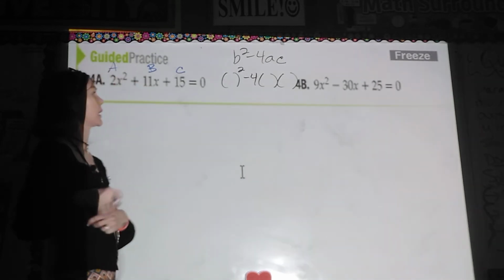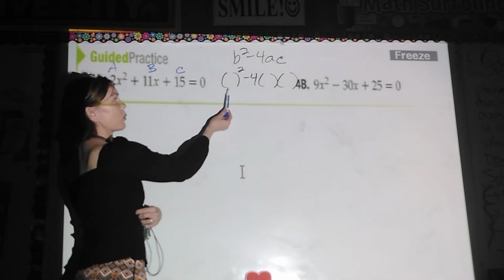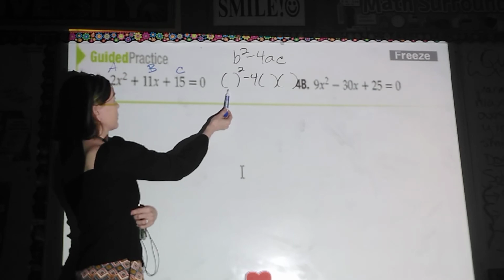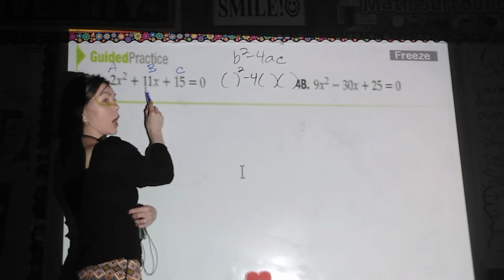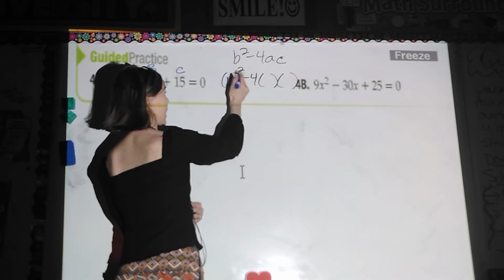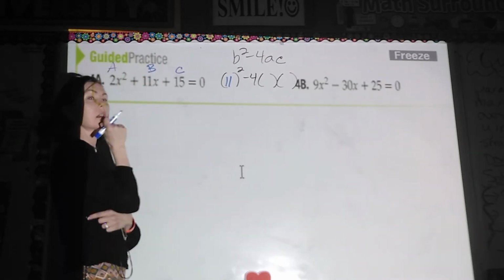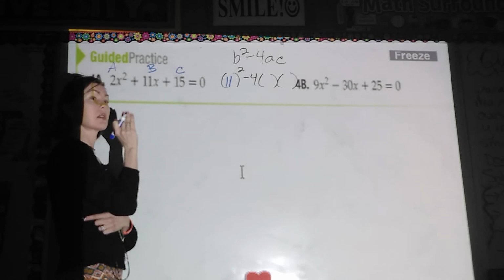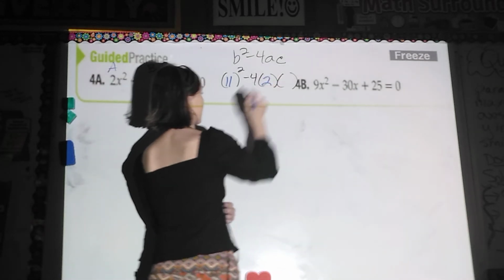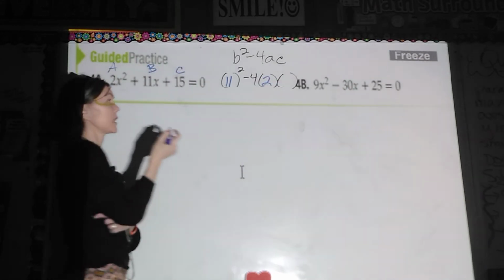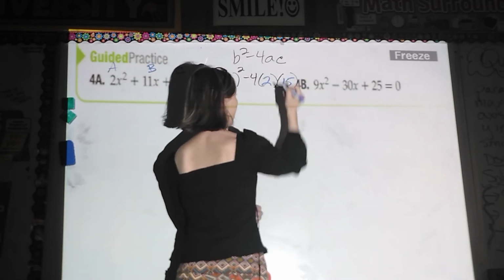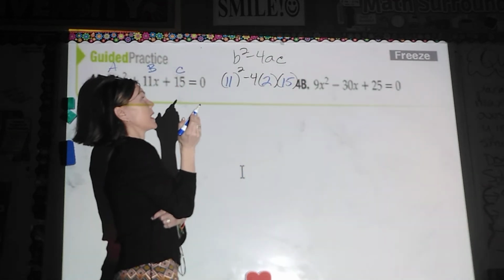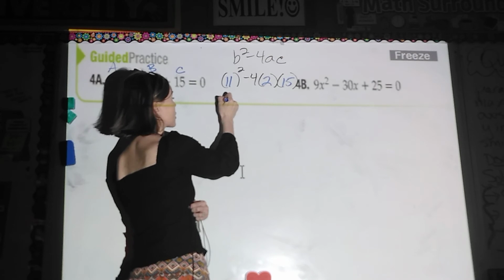So what is our B? What goes here? Our B term is 11. What is our A term up here? Just the number. Just the 2. Okay. And then what is our C term? 15. I'm going to need some help, people, with the calculator. 121. Okay, yes. So 11 squared is 121.